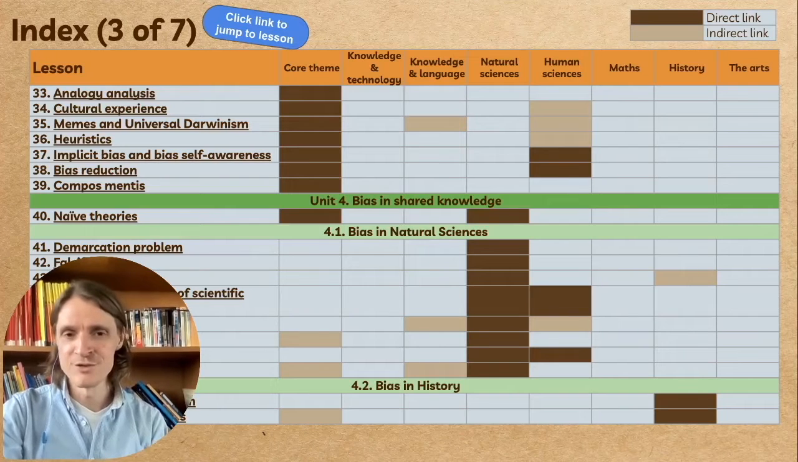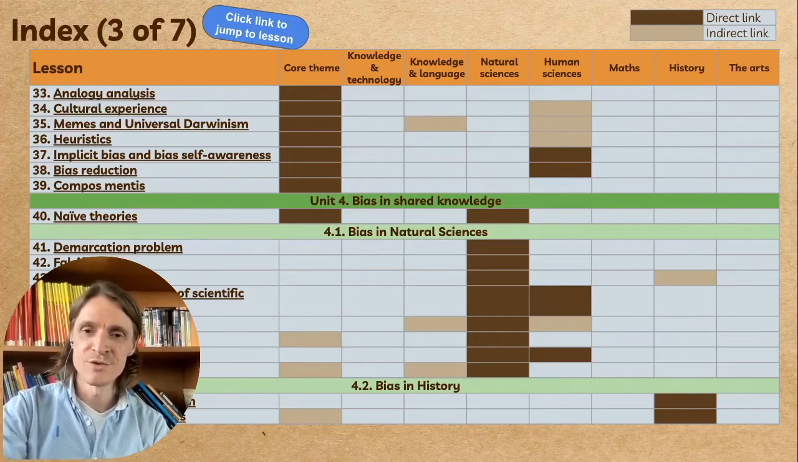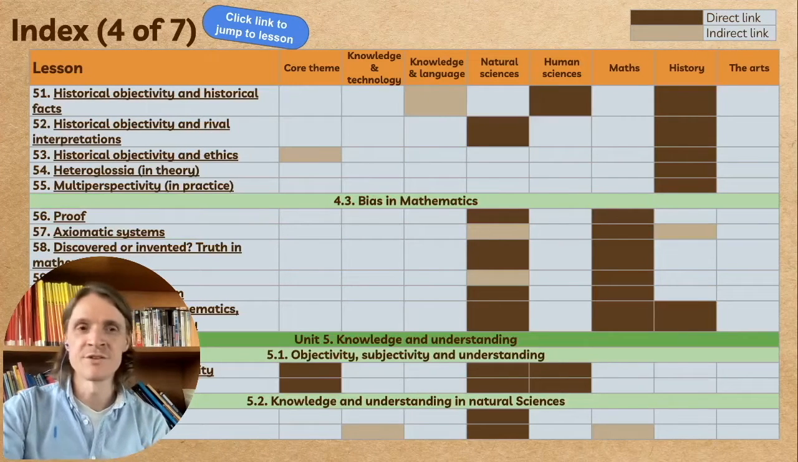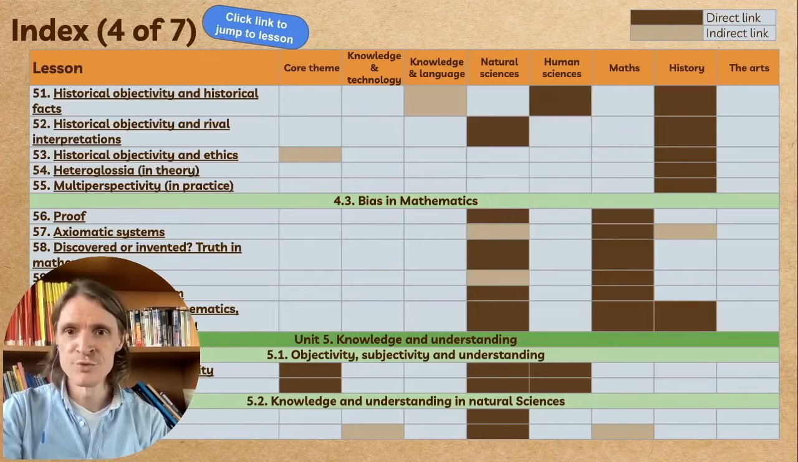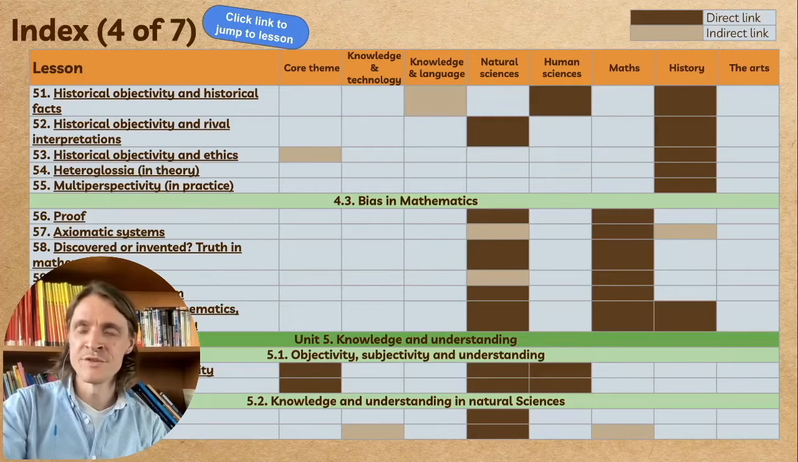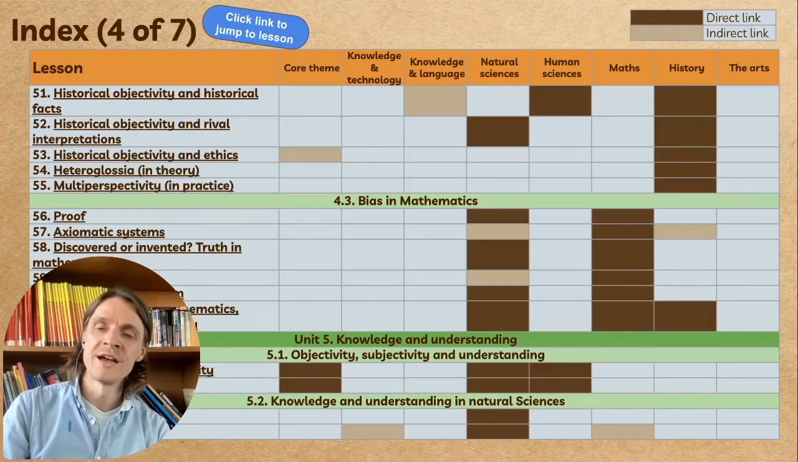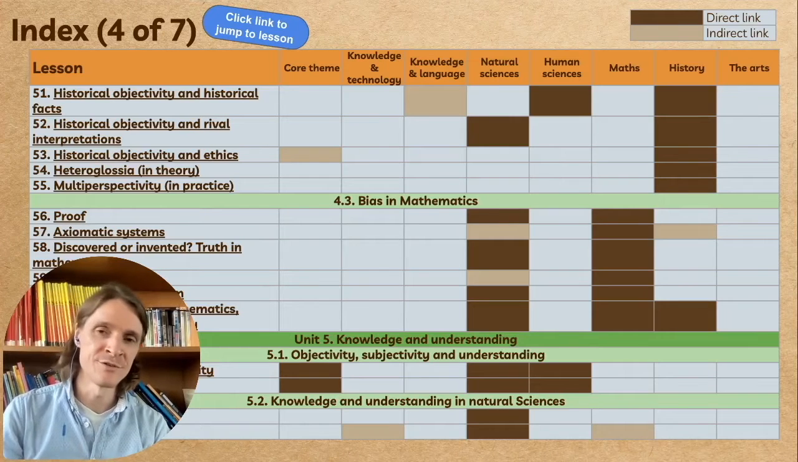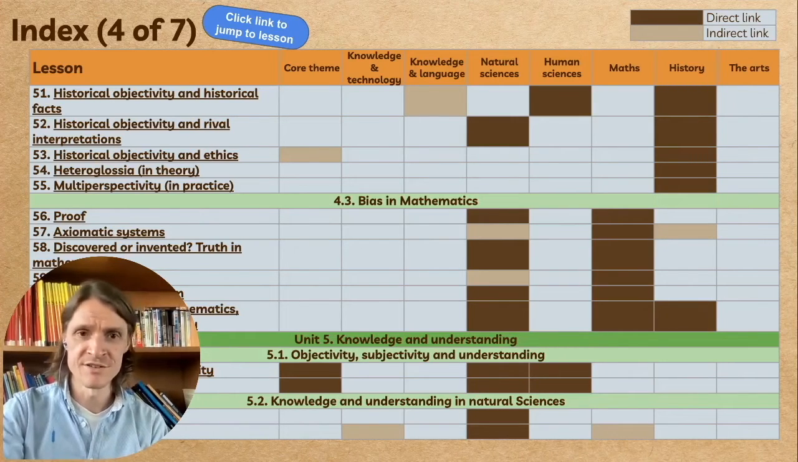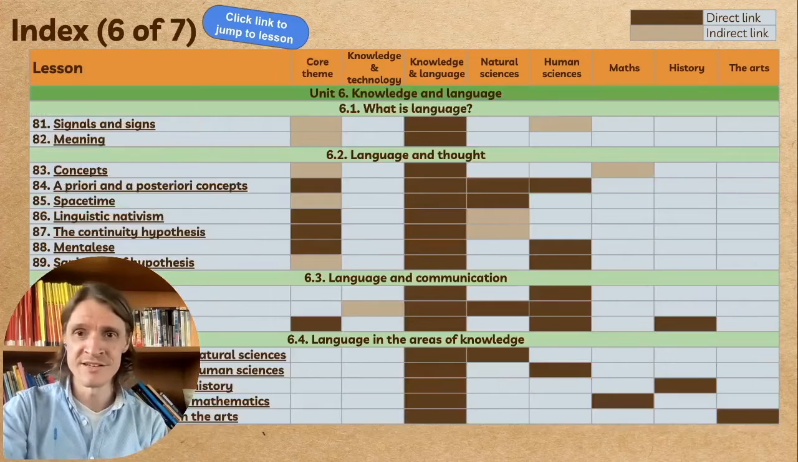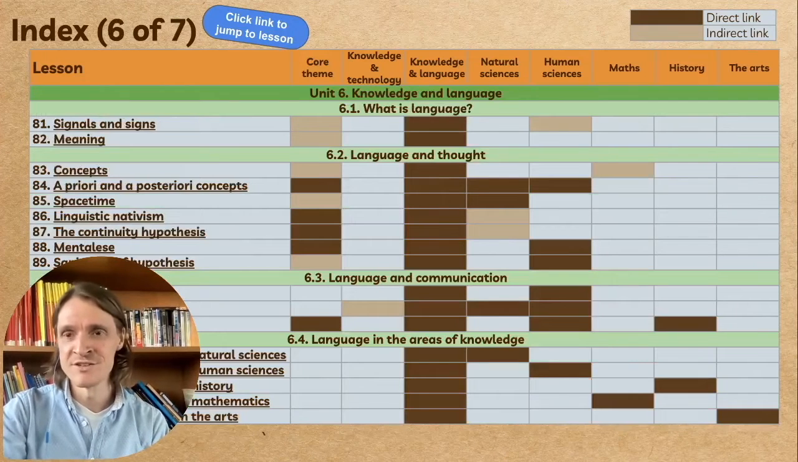If you look at lesson 49, historical interpretation, it's quite unambiguously linked to history because it discusses the essence of historical interpretation and the limitations associated with it. Some other lessons, like the lesson on proof, will be linked to natural science and mathematics at the same time, because it discusses the nature of mathematical proof and what makes it special, and compares that to how we usually get knowledge in areas such as natural sciences. Or when we're discussing discovered or invented, the idea of truth in mathematics, again there's a comparison between natural sciences and math involved.